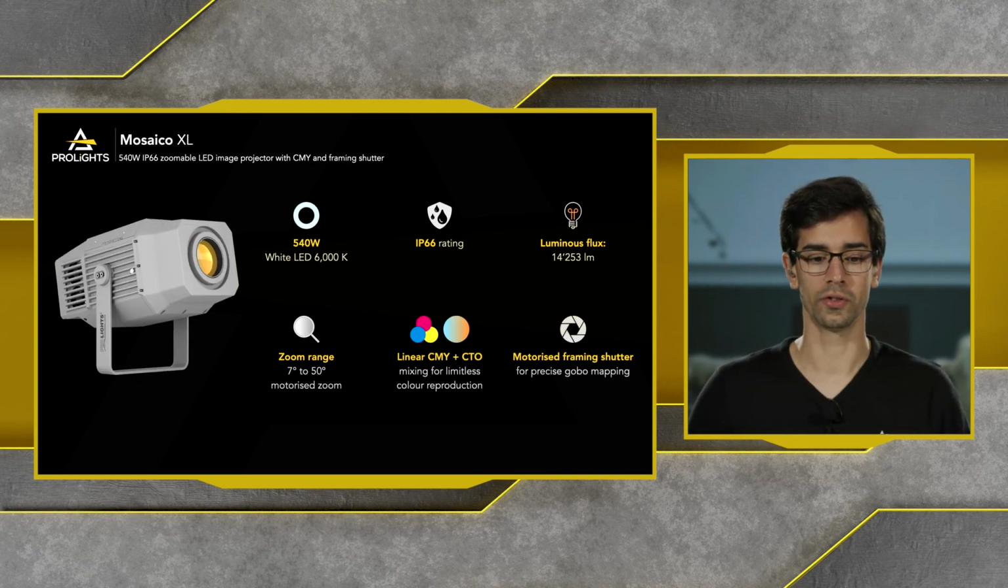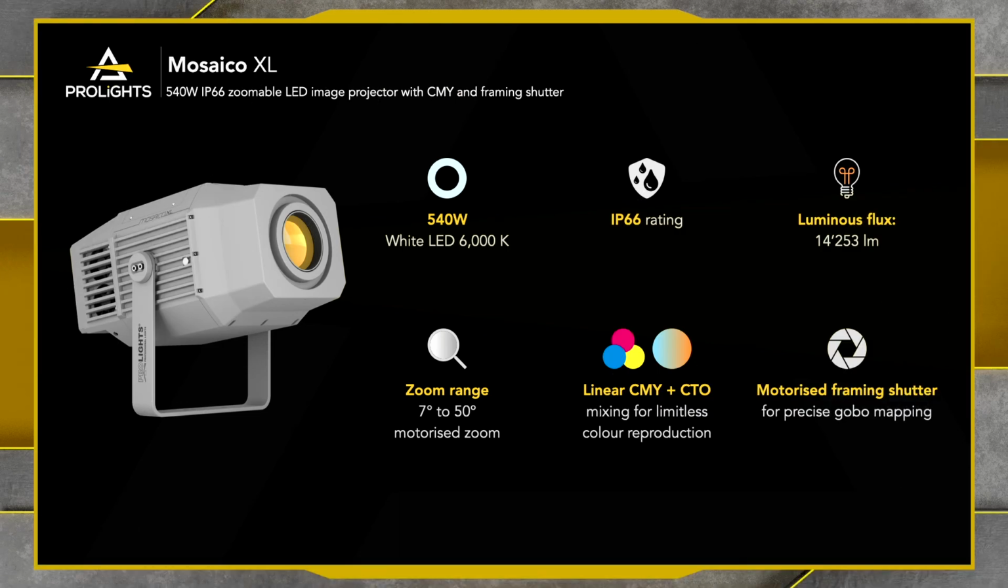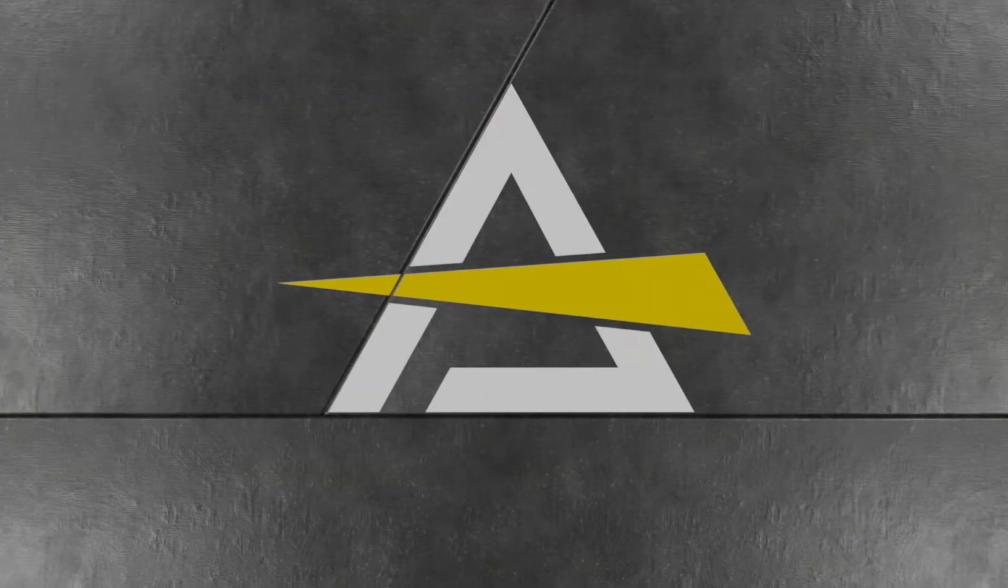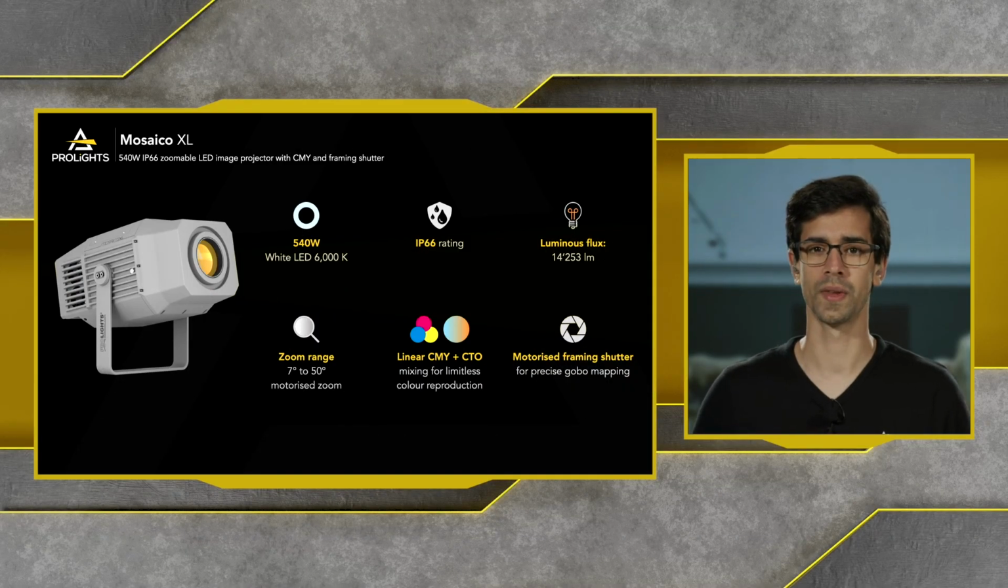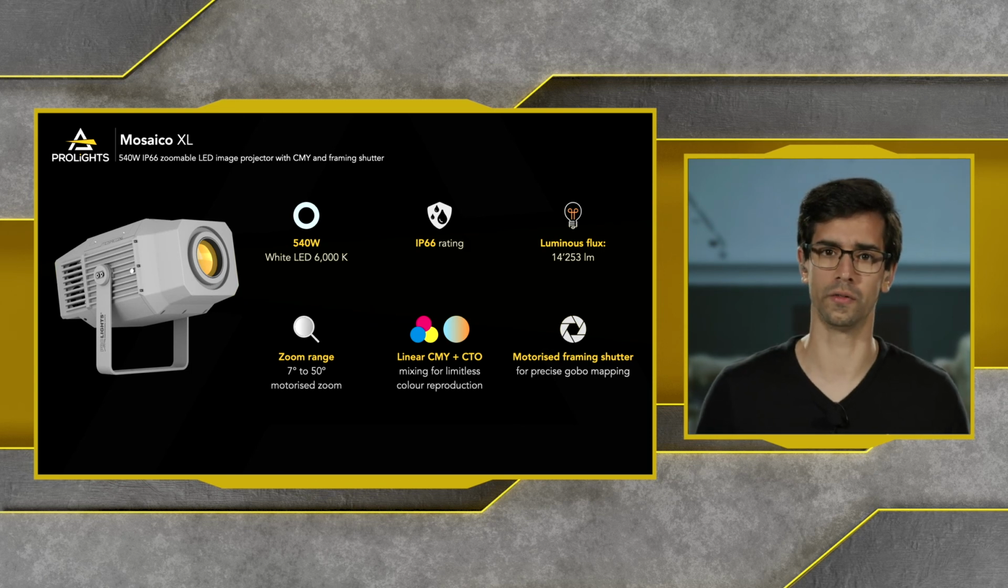Finally, we've got the Mosaico XL unit, a 540 watt IP66 zoomable LED image projector with CMY and framing shutter. The source is a 500 watt white LED of 6,000 Kelvin, again IP66 rated, with a fantastic luminous flux of 14,253 lumens. The zoom range is wider, from 7 degrees to 50 degrees, again motorized, so a very impressive zoom range.